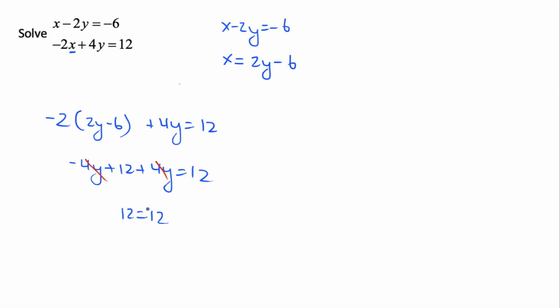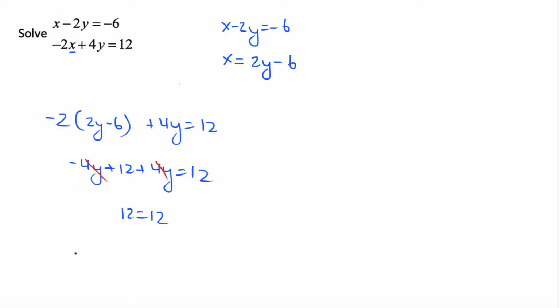This is what's called an identity, a statement that is always true. But what does that mean in terms of the original equations? These are lines. It means that these lines are the same exact line. They have the same slope and the same exact y-intercept. Now in this case, there's a particular way to write the final answer. We don't say infinitely many solutions or all real numbers or negative infinity to infinity.